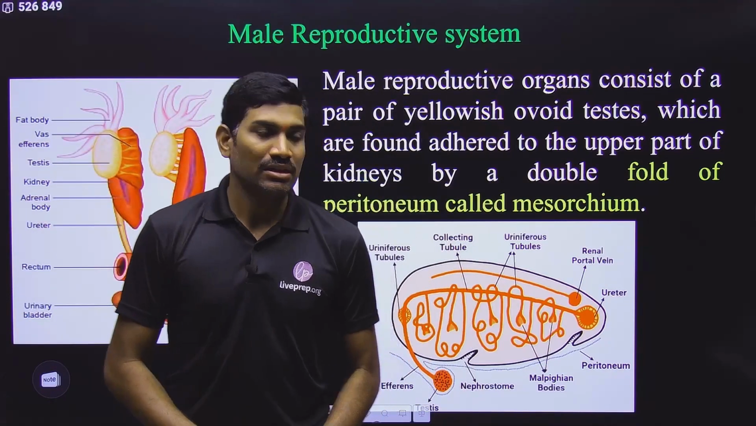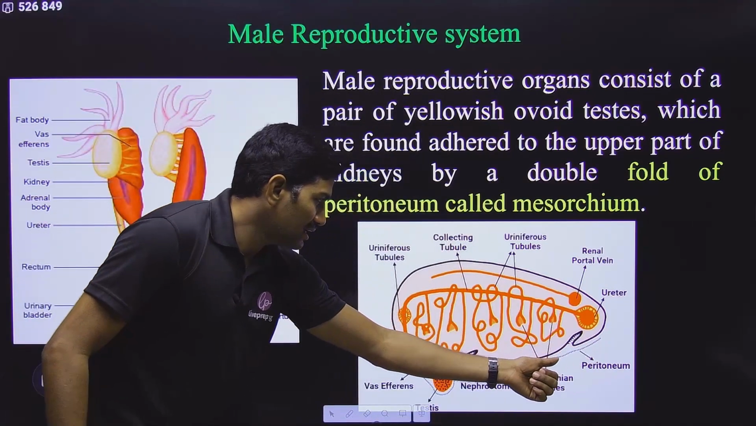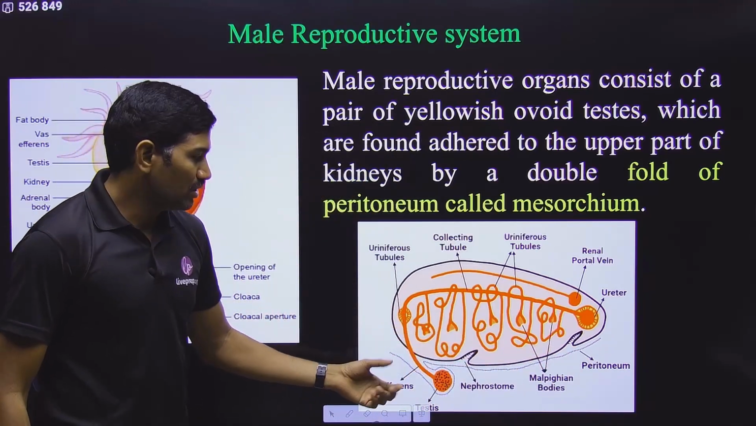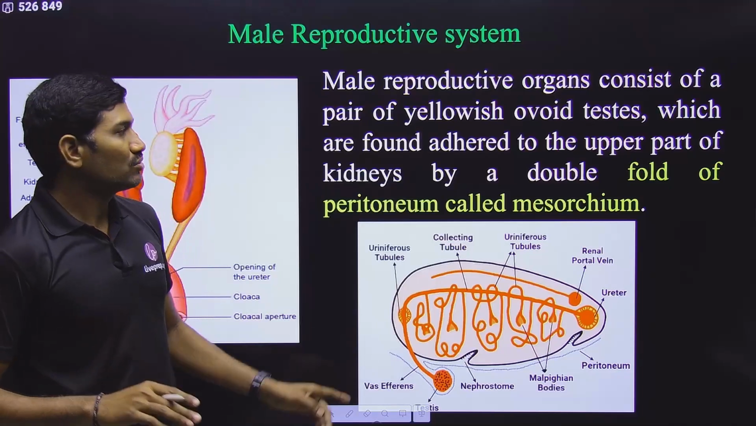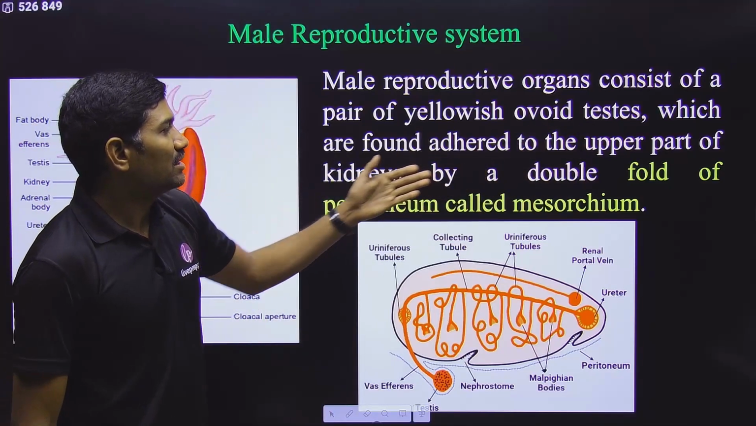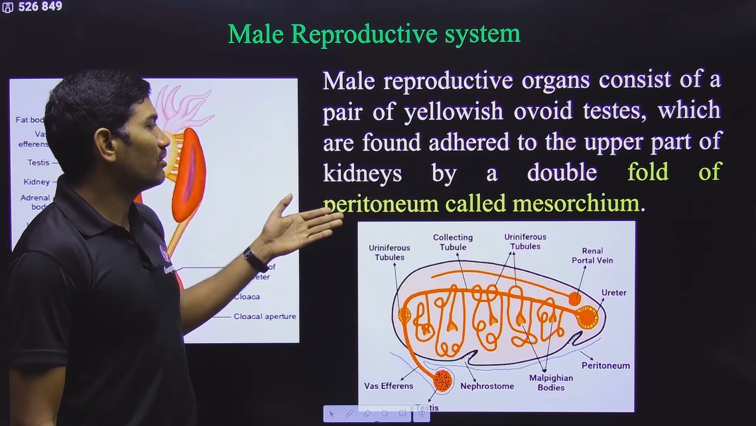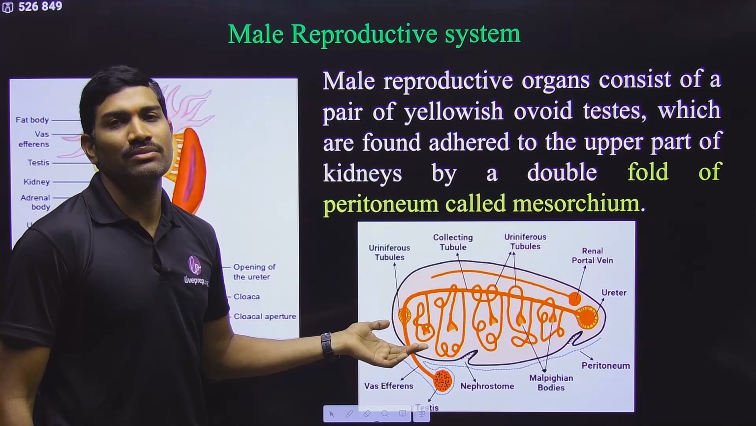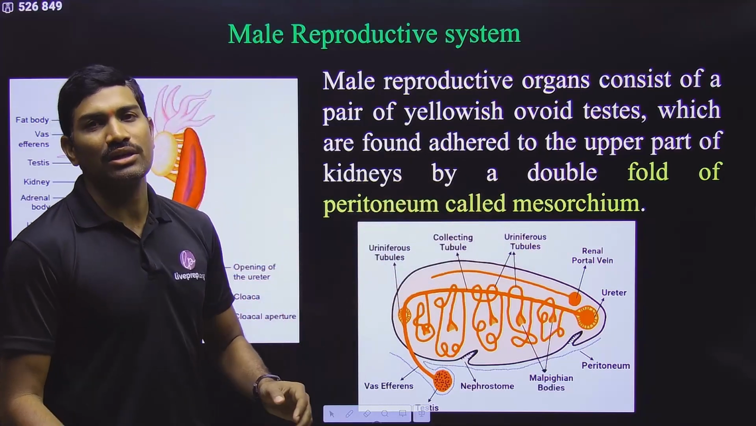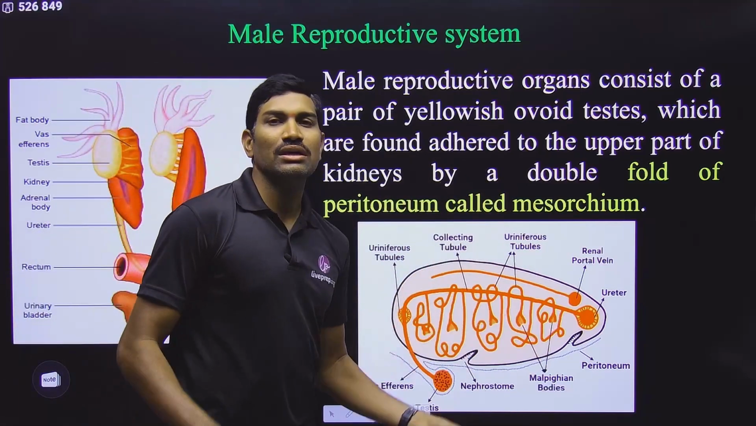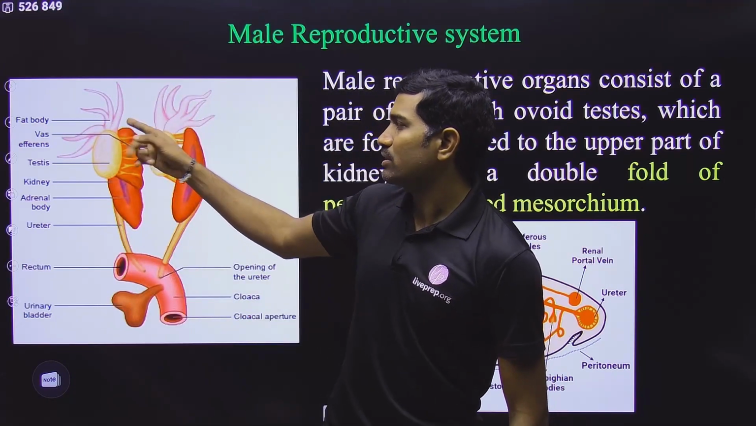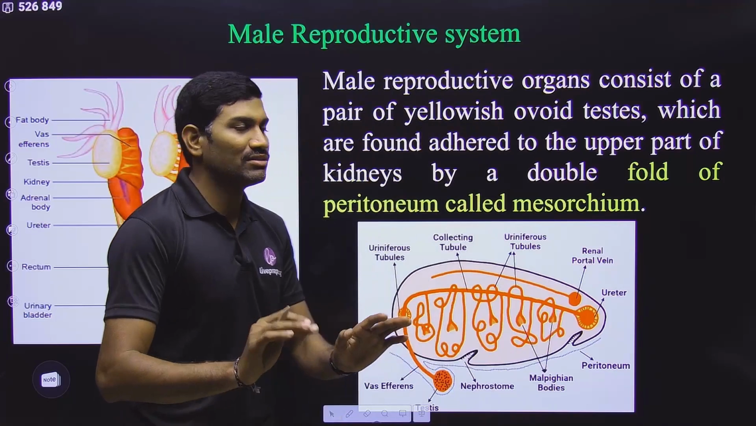Now how are they attached? This layer is called the peritoneal membrane, and it is folded with the double fold of the peritoneum. They are attached to the kidneys. So this is what they are saying. Clear? And next one, which are found adhered to the upper part of the kidneys by a double fold of the peritoneum, that is called mesorchium. This peritoneal membrane folding is called mesorchium. With the help of this, they are attached to the kidney. Please remember, in the NCERT regarding these fat bodies they have not given. It is useful for accumulation of the fat.